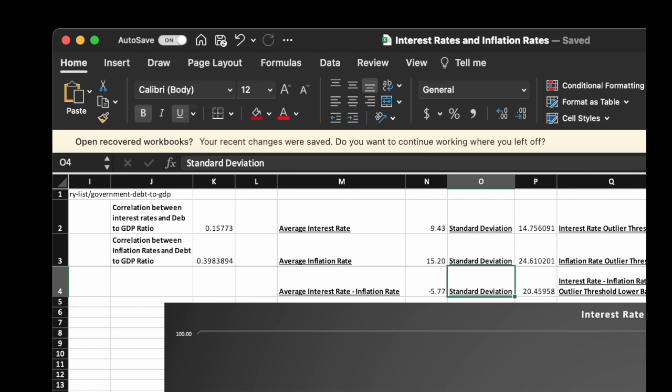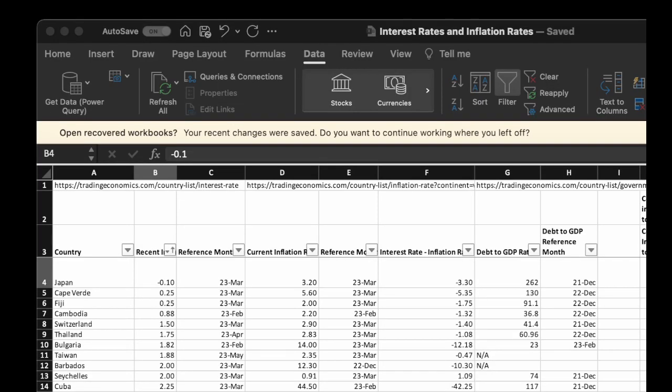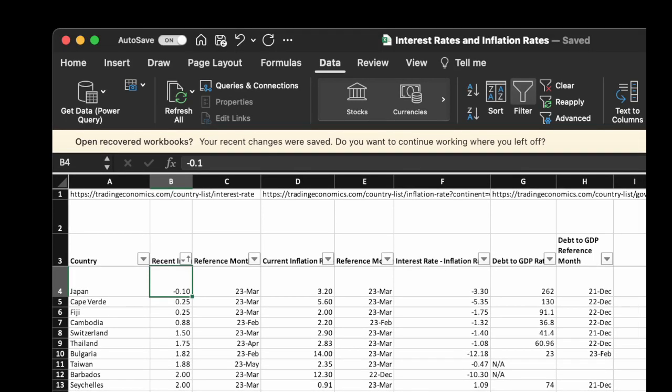Now let's scroll over and look at the data. Okay, so I'm going to sort this first by the interest rate from smallest to largest, and I'll do the same for the inflation and the debt to GDP ratio. So the country with the lowest interest rate is Japan at negative 0.1%, or negative 10 basis points, followed by Cape Verde at 0.25, Fiji, Cambodia. So those are the countries below 1%.